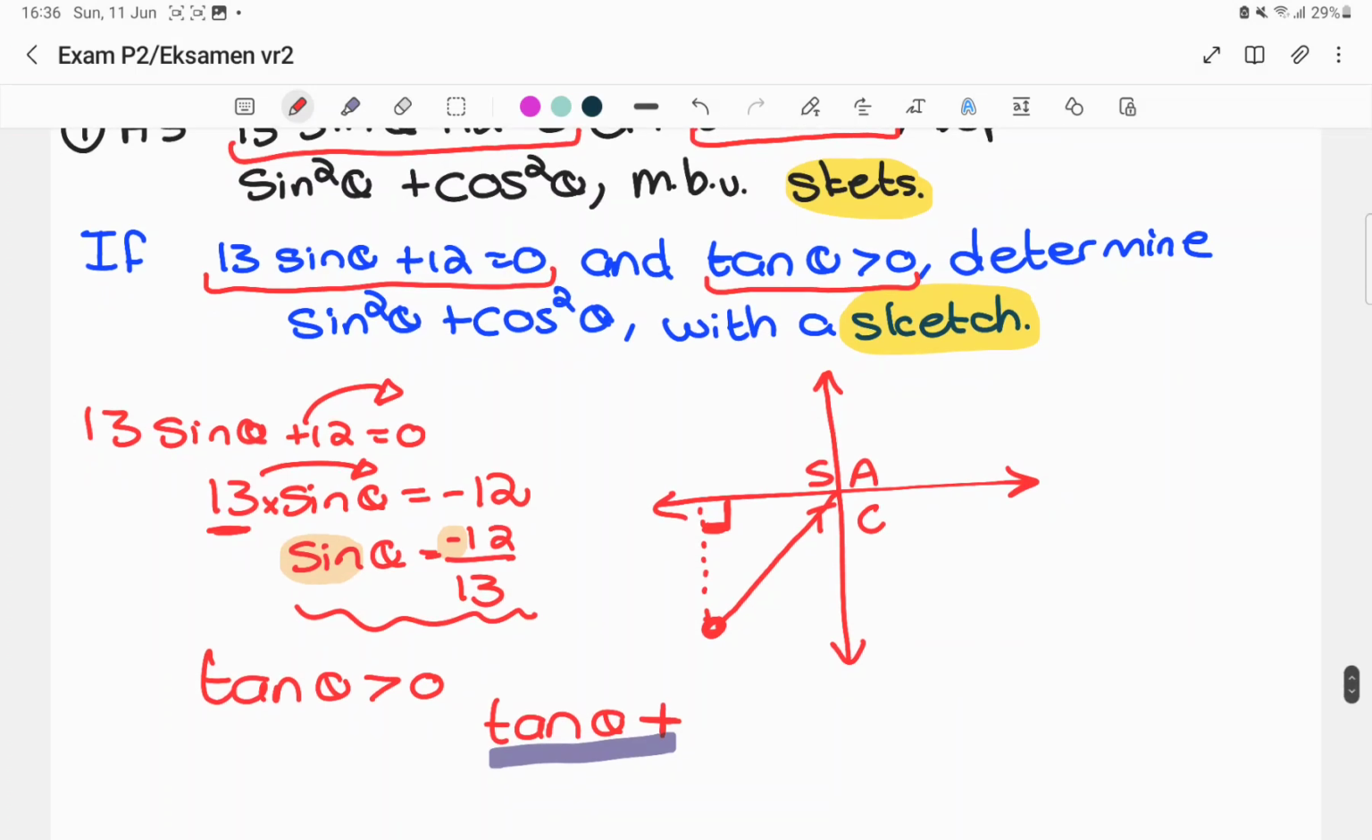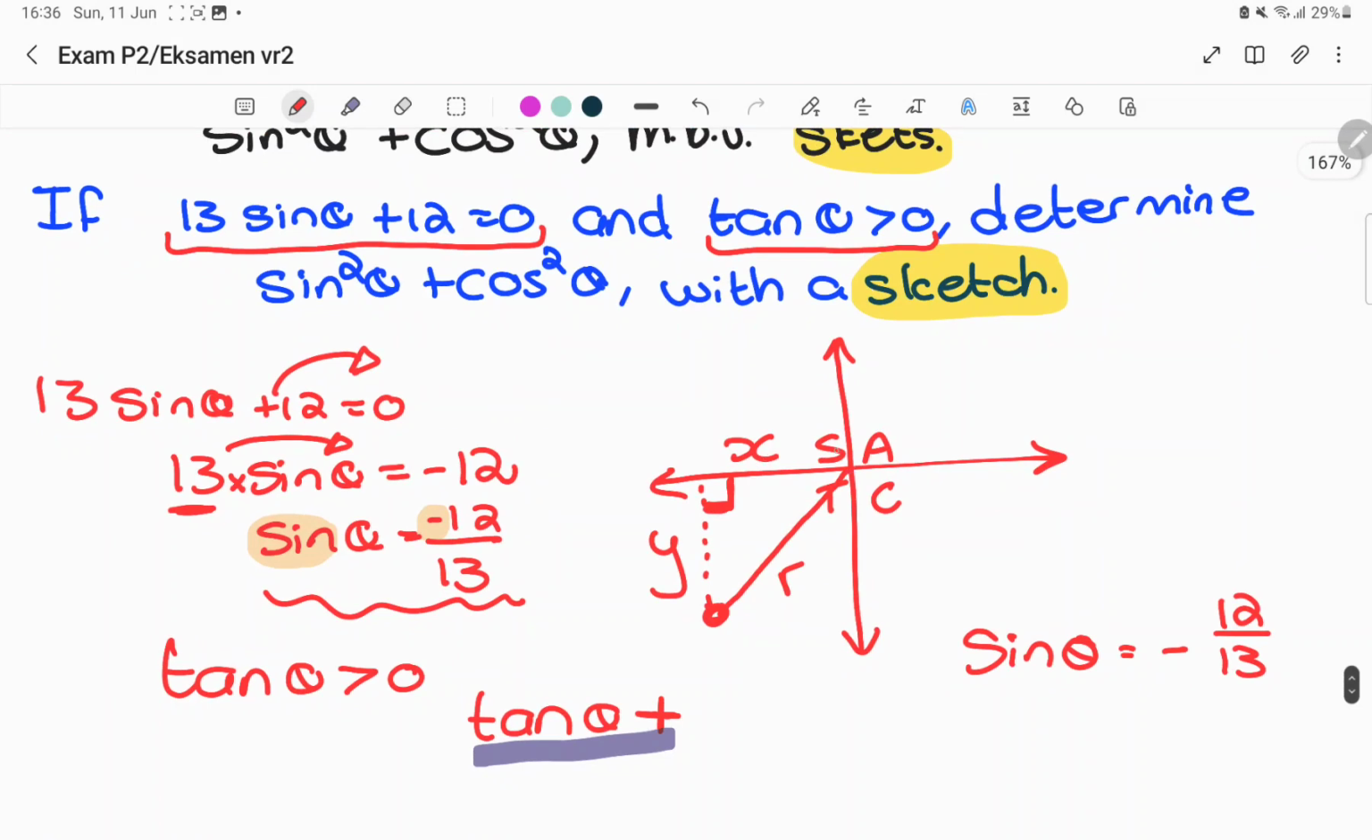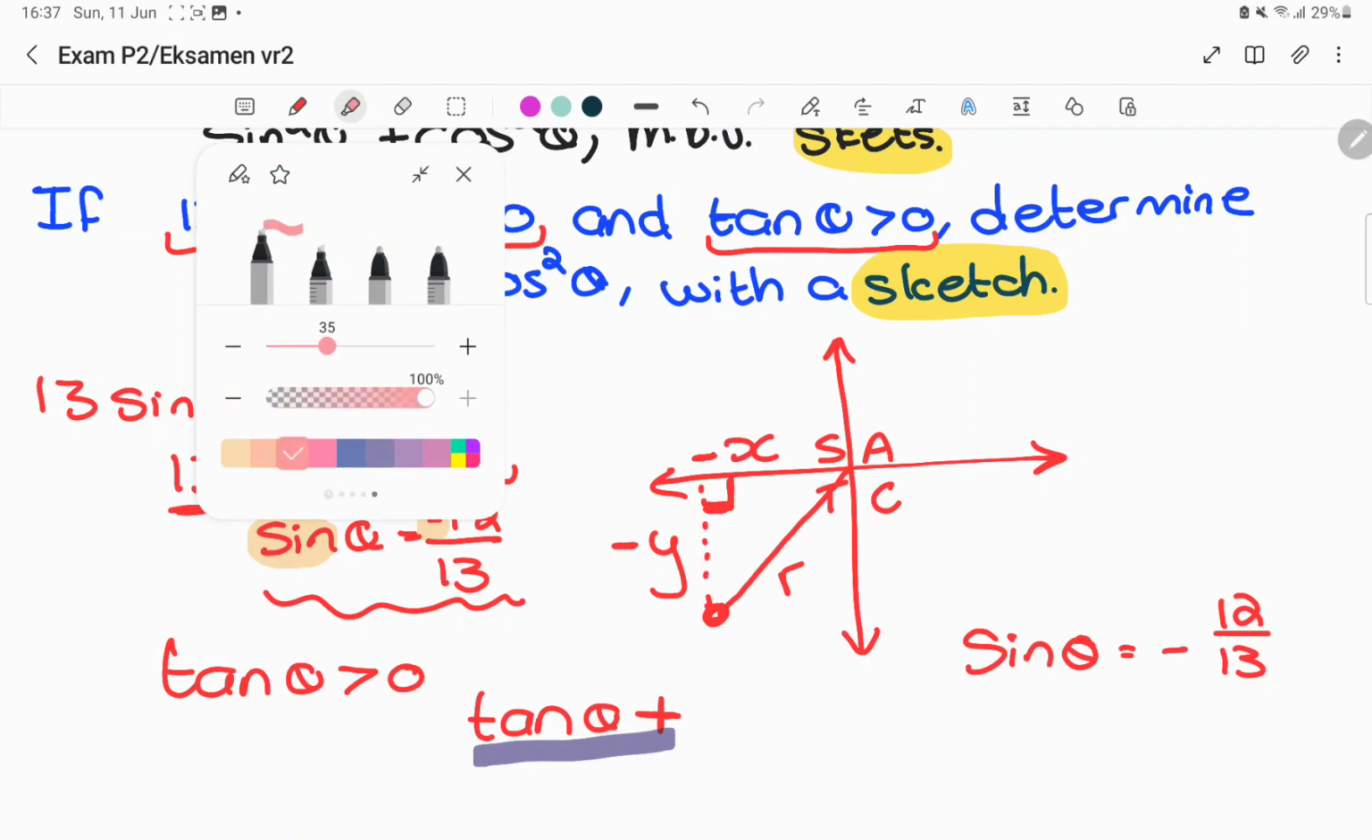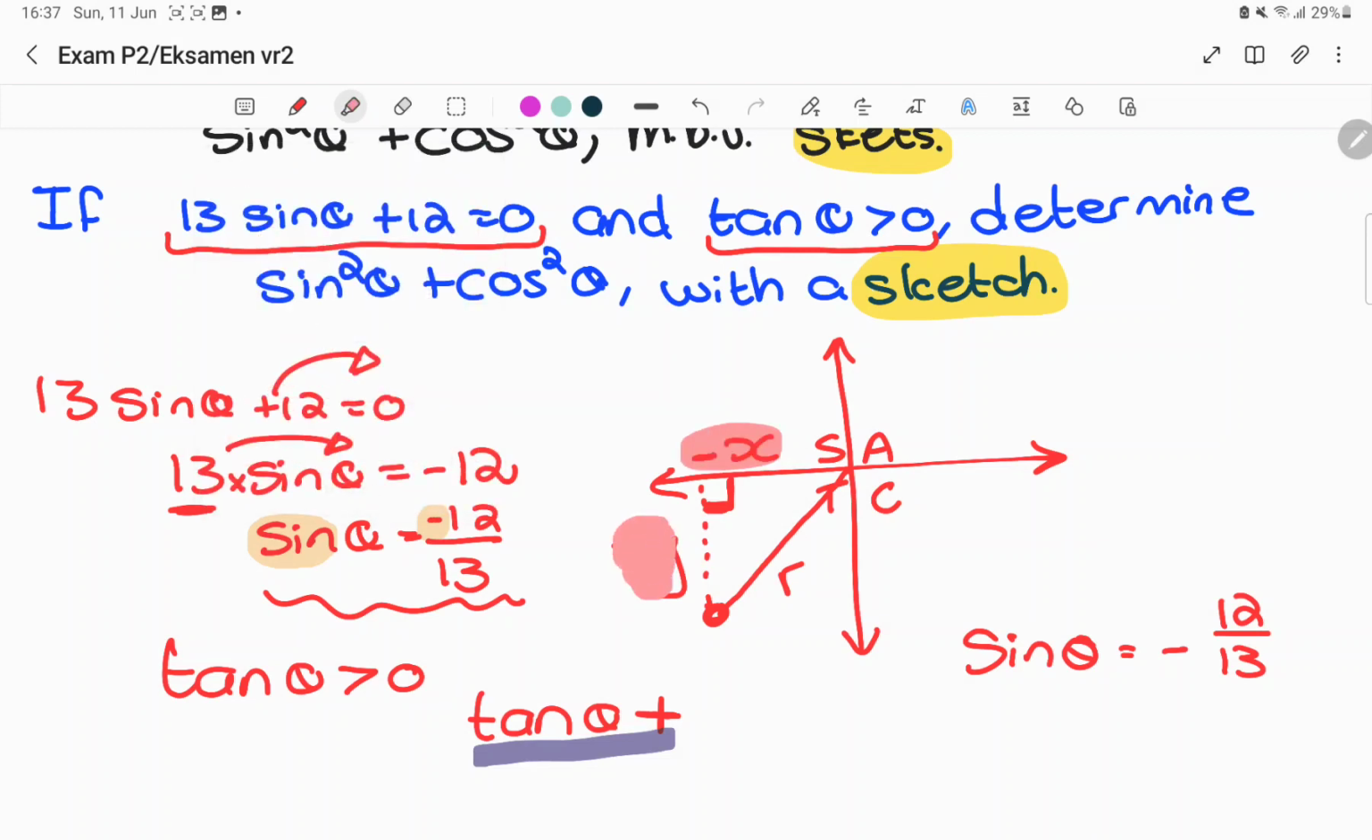Now we're going back to my values. So at the moment I have sine theta equals negative 12 over 13. Now we need to know what this 12 and 13 are. Is it my x, my y, or my r? Remember, this is your x, this is your y, and this is your r. On the left-hand side of my y-axis, my x will obviously be negative, and at the bottom of my x-axis, my y will be negative. This is important to remember.